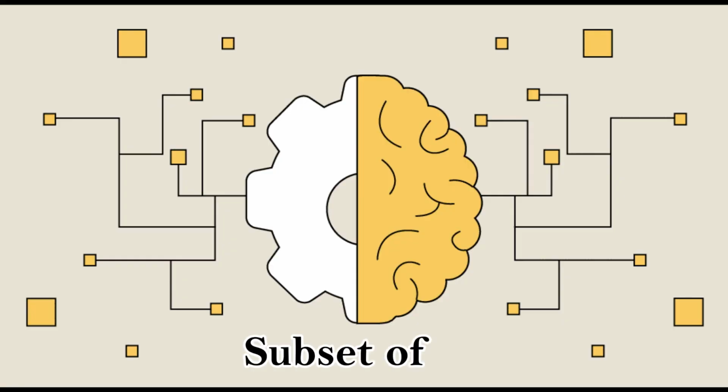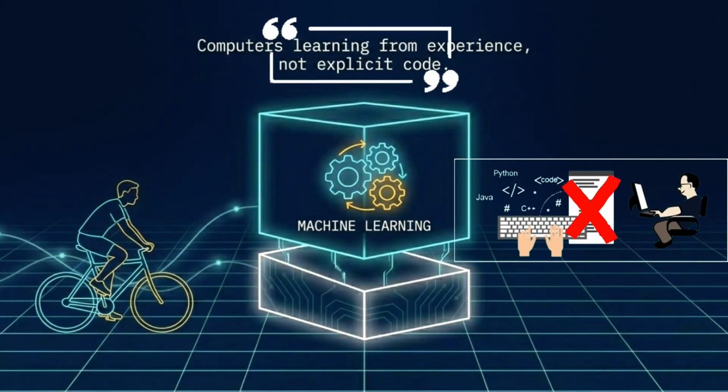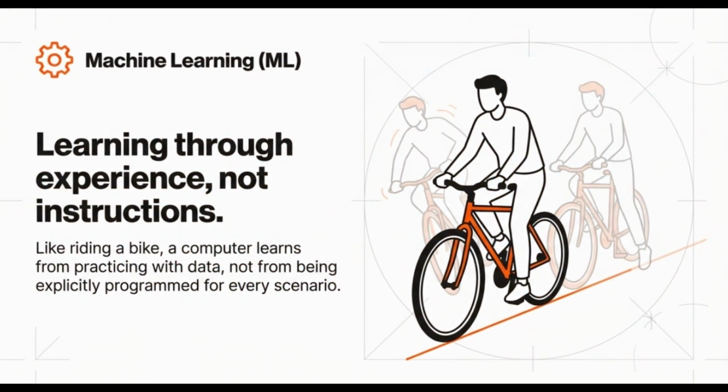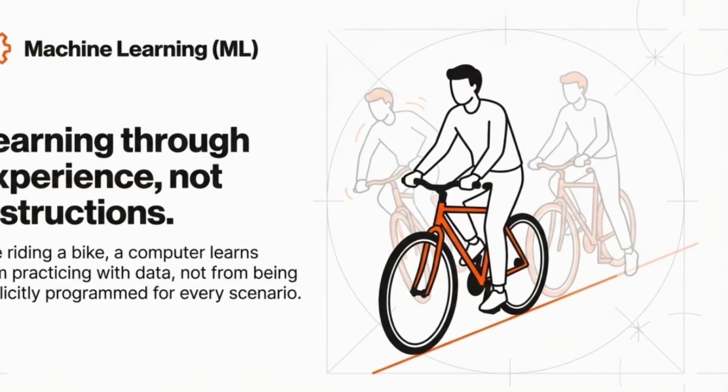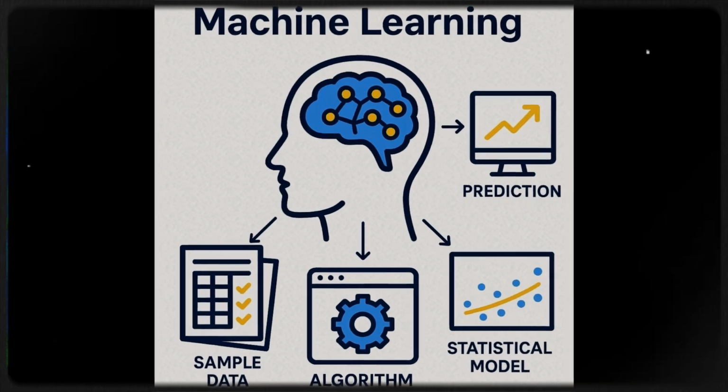Machine learning is a subset of AI where computers learn from experience without being explicitly programmed for every scenario. It's like learning to ride a bike. Nobody can explain exactly how to balance, but through practice and experience, your brain figures it out. Machine learning works the same way with data.